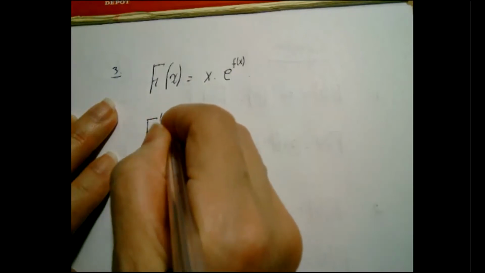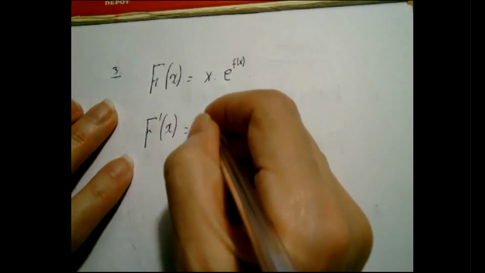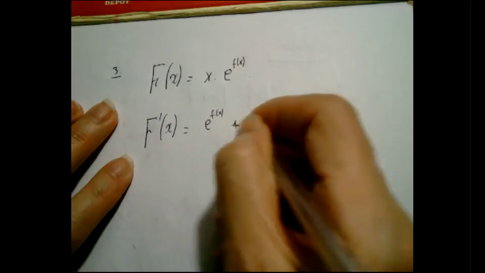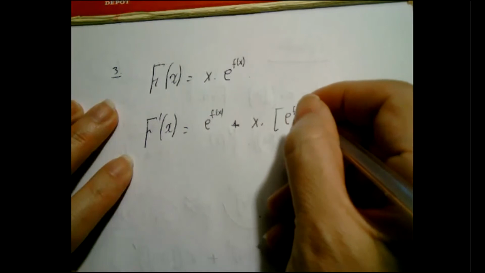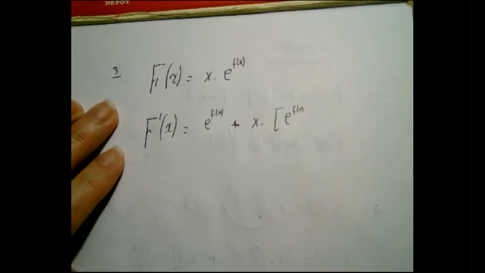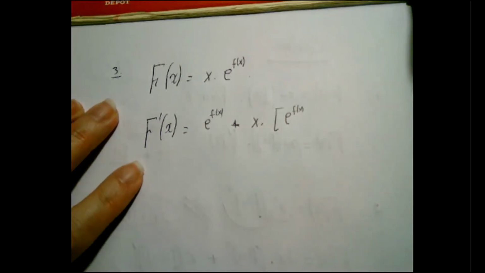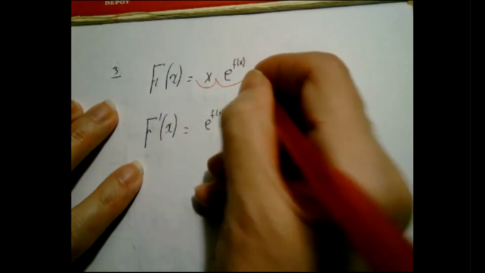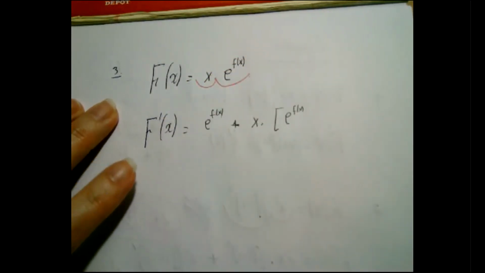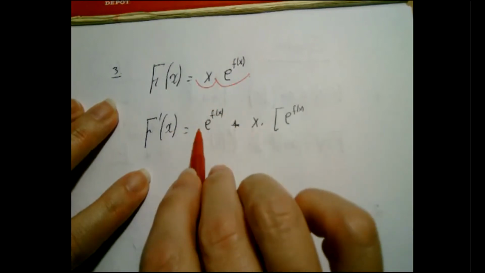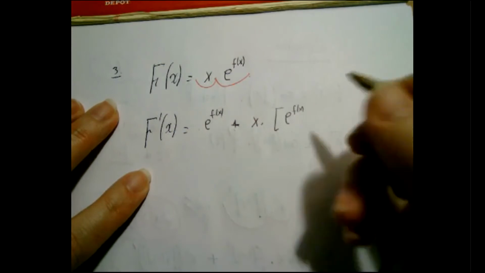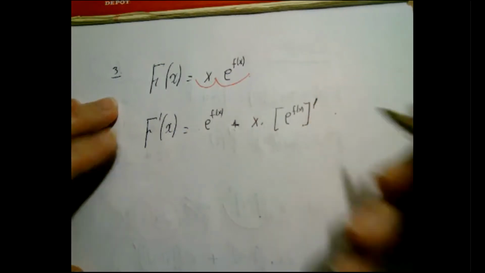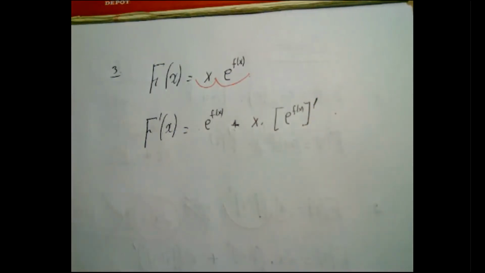Would it be e to the f of x plus x multiplied by e to the f of x? You missed something crucial. So that's the product rule, right? So the derivative of x is 1 times e to the f of x plus x times the derivative of that. Okay? Now, what's the derivative of e to the f of x?